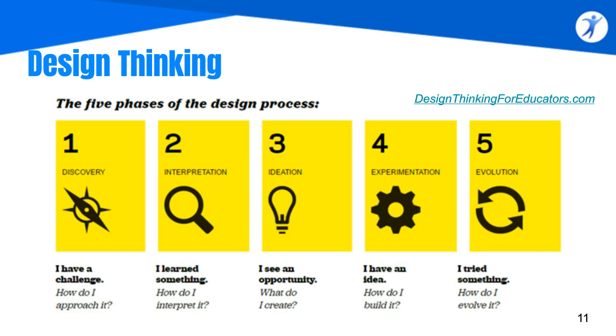There's another way that you might see this represented, and this one comes from a great website called Design Thinking for Educators. Design Thinking for Educators is a website and a toolkit that was developed by the good folks at IDEO, and you'll see some more of their stuff later on in this presentation as well. It takes those same 5 phases of the design process, and instead of giving them the names that we had already used, it uses names like discovery, interpretation, ideation, experimentation, and evolution.